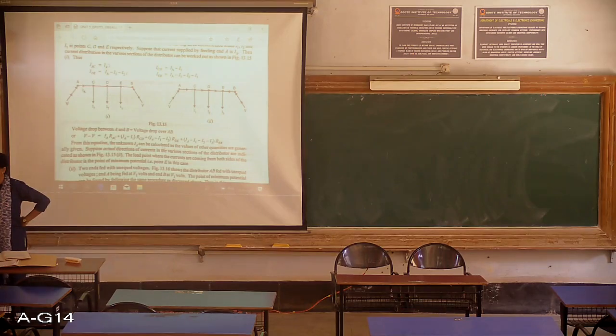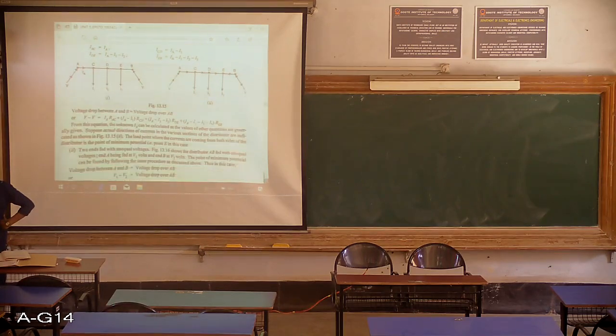So the actual directions of currents in the various sections, if they are indicated as shown in figure 2, then the load point where currents are coming from both the ends of the distributor is the point of minimum potential. Here you can observe that only at point E the currents are coming from both the ends. So I can easily determine the point of minimum potential.